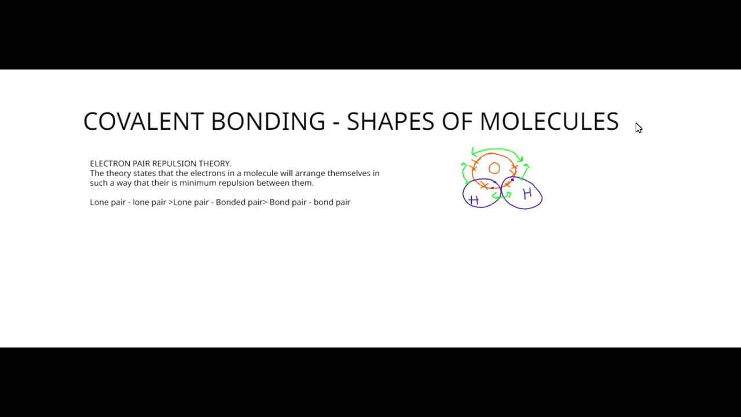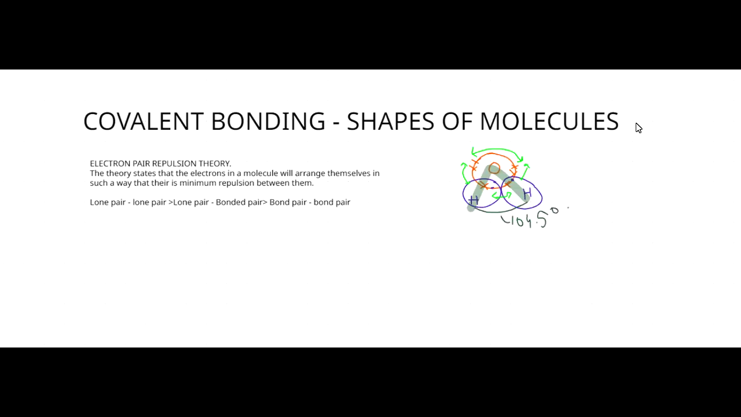And if we look at the shape of the molecule, the shape of the molecule over here is a V shape, right? It's a V-shaped molecule. And the angle over here between the two bonded pairs is 104.5. If you measure this angle, it is 104.5 degrees.